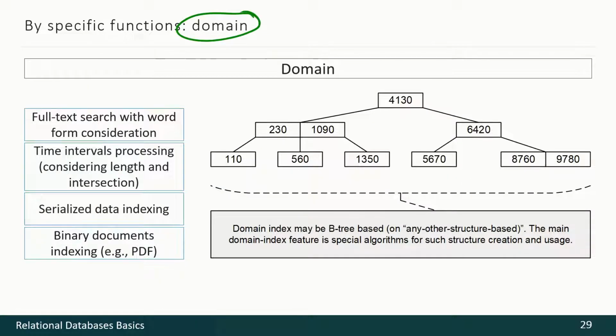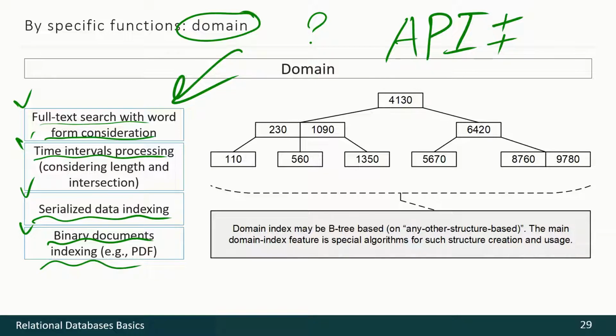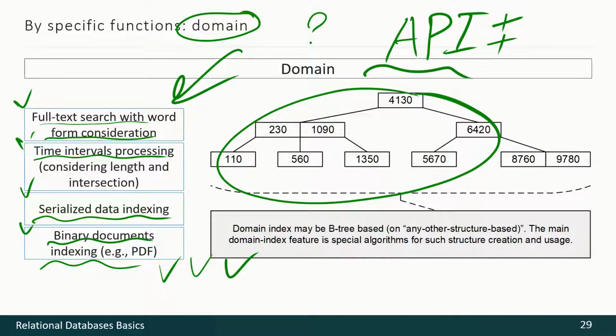Domain indexes, supported by a few DBMSs nowadays, are usually just an index, any index, with a specific API for some algorithms to be added to perform such tasks as maybe full text search with word form consideration, or time interval analyzing and processing, or serialized data indexing, or some binary document analyzing and indexing, and so on and so on. So you have an index, you have an API, you add some algorithm, and you get a domain index.